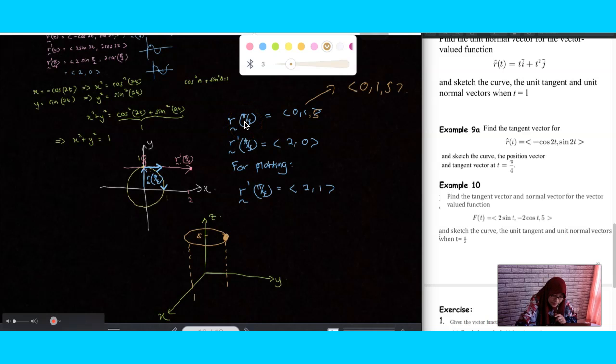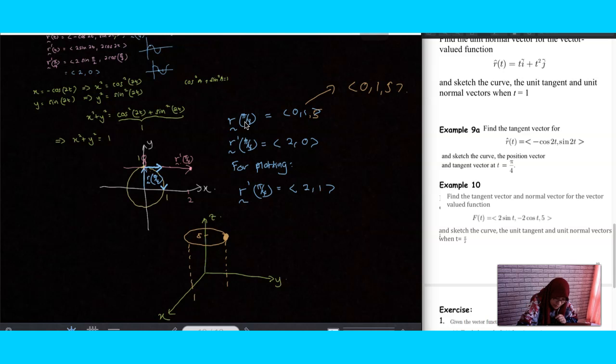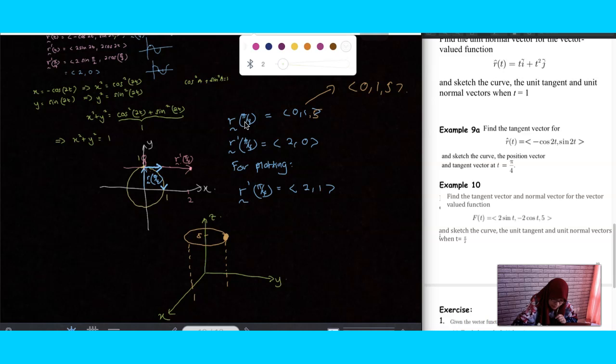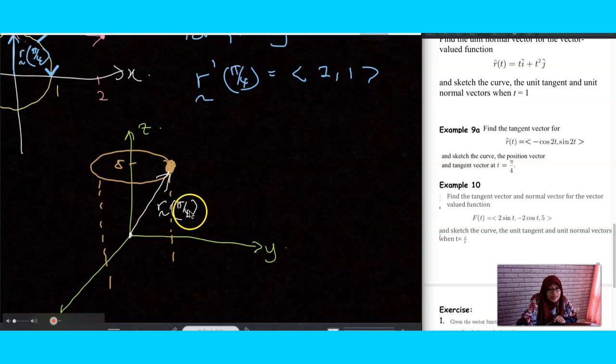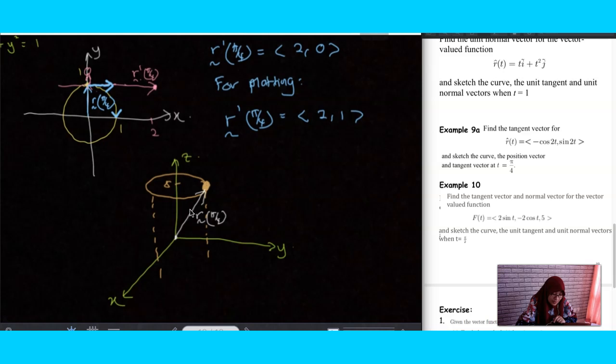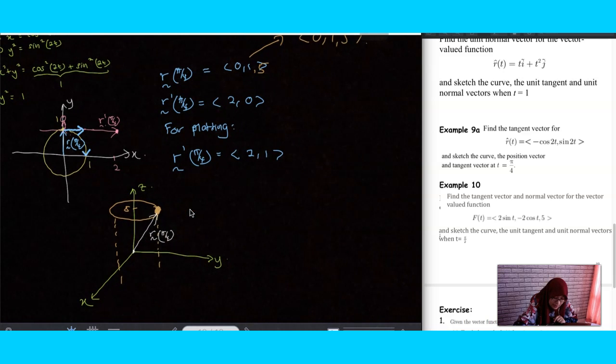So you just start from here, this is the position. I don't want to use the same color. So just draw, put an arrow. Now this is in 3D. So r of pi over 4 is the position of the vector function when t is equal to pi over 4. Okay, so where is your r prime? r prime we have calculated here. So your r prime is 2, 1. So this is the original one.